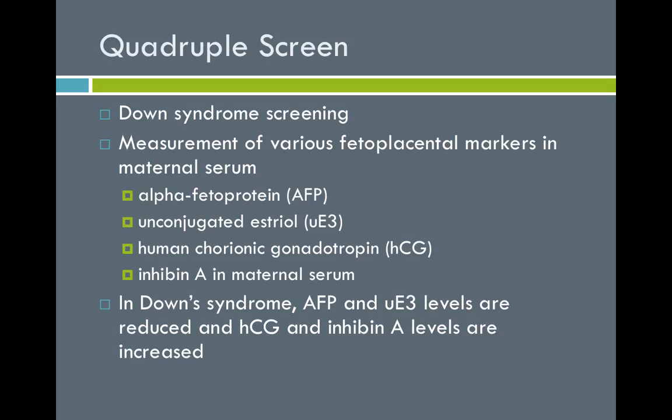and then the quad screen. Again, a pretty standard test, Down syndrome screening primarily. We're measuring various fetoplacental markers in maternal serum. In Down syndrome, alpha fetoprotein levels and unconjugated estriol levels are going to be reduced, and the human chorionic gonadotropin and inhibin A levels are going to be increased. So that's something that you should be familiar with.